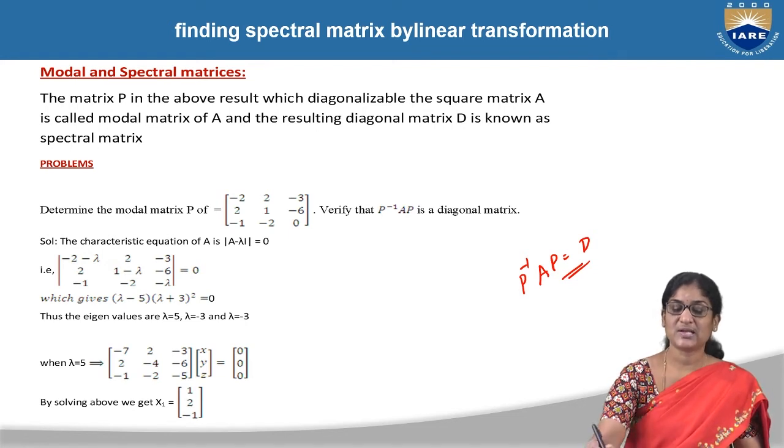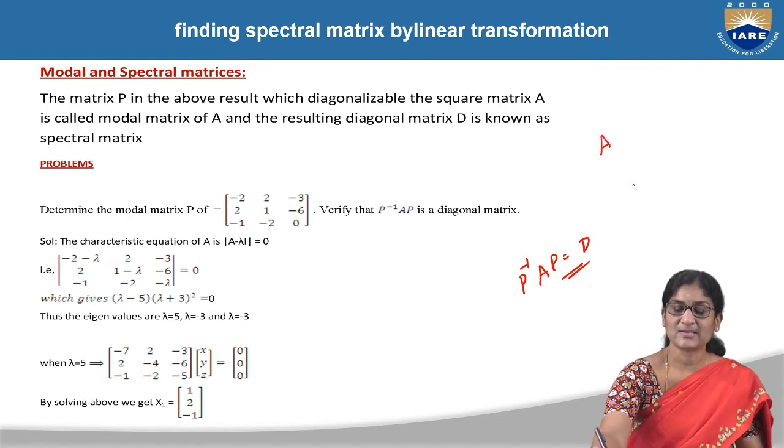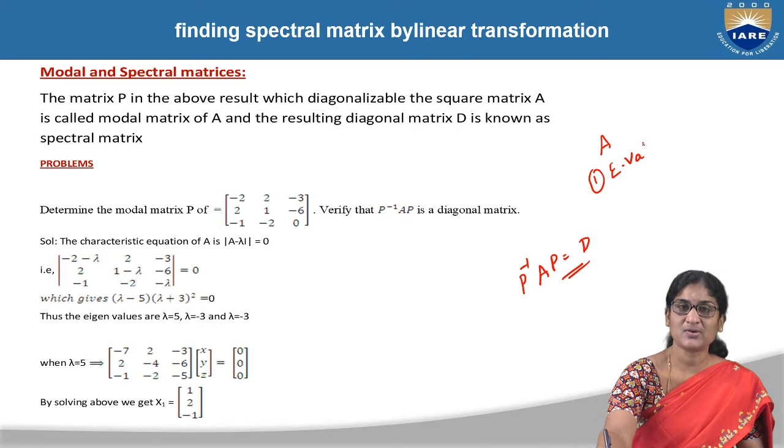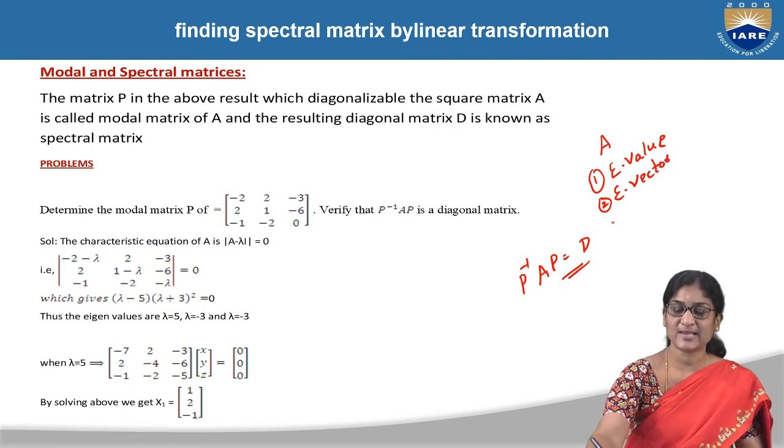That means we need to get a spectral matrix. The procedure is that, suppose A is a matrix. For the first step, we need to find out the eigenvalues. Next step, we need to find out the eigenvectors. In the third step of this diagonalization, we need to take the P value, which is nothing but the set of all eigenvectors that we have found.